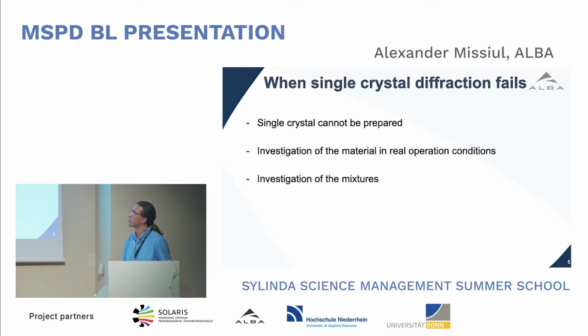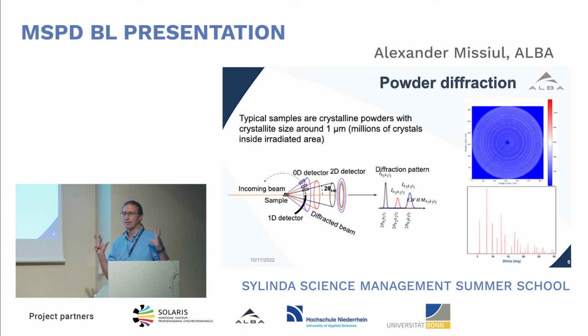The idea of powder diffraction is that instead of one big crystal, we make a big amount of small crystals. Typical size of the crystal for powder diffraction is about 1 micrometer, more or less. It can be several hundreds of nanometers, or it can be a few micrometers, but not bigger normally. So this gives us essentially millions of such small crystals inside the area irradiated by the X-ray beam. And with this, instead of a set of separate spots, we have rings.